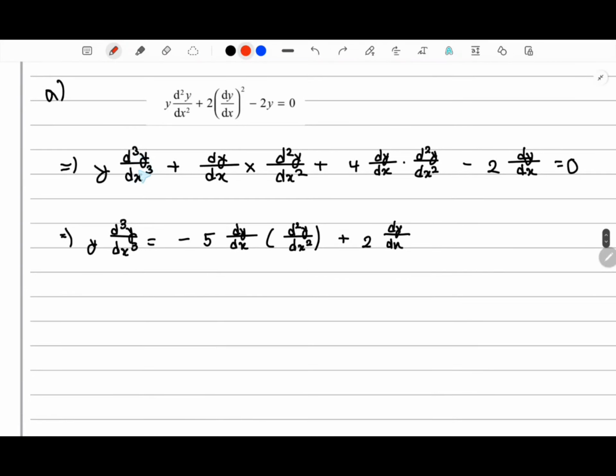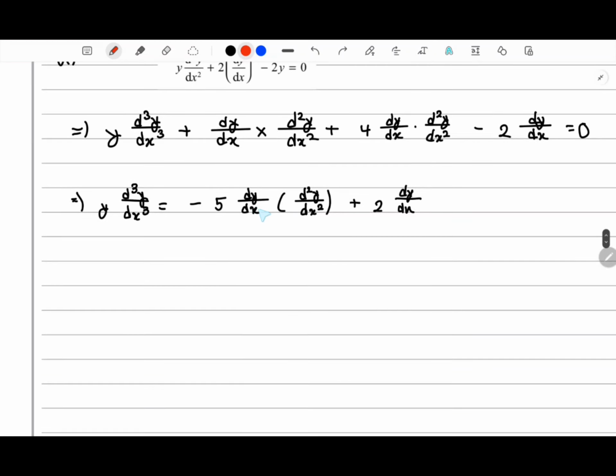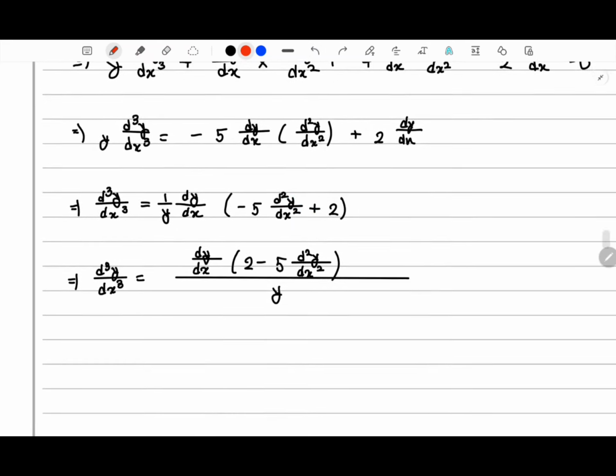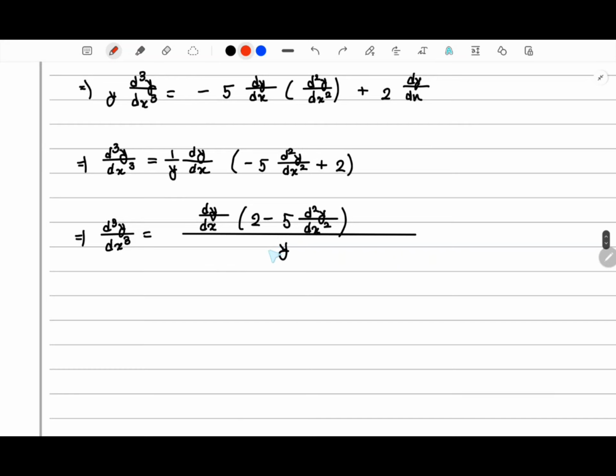Then we move everything except this term to the right, as we need to find d cube y by dx cube in terms of dy by dx, d square y by dx square, and y. We get this line. From here we can take dy by dx common for both terms and divide both sides by y. This is what we get: 1 by y dy by dx times minus 5 d square y by dx square plus 2. We can simplify this a bit and write it like this, and this would be the answer for part A.